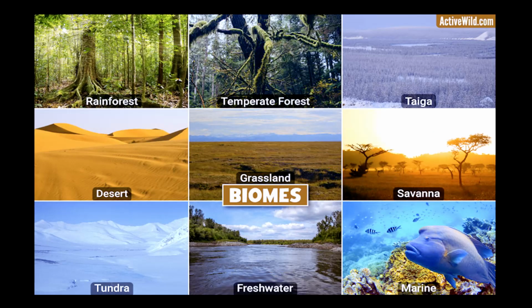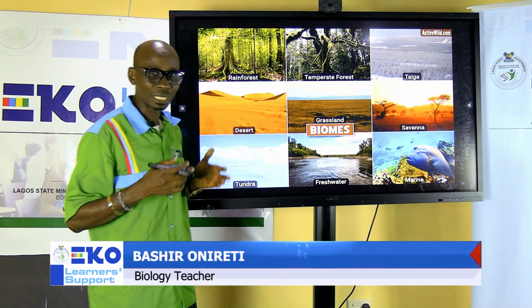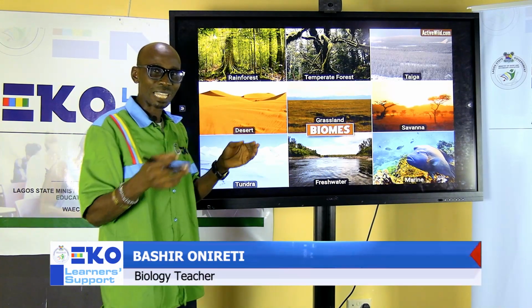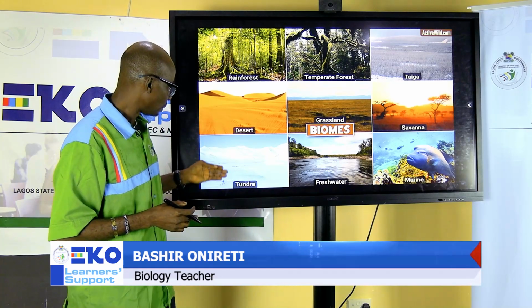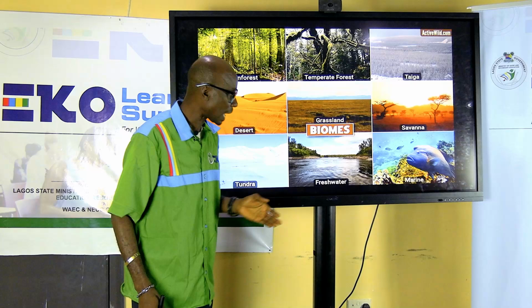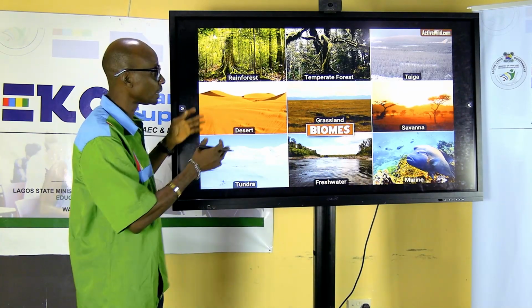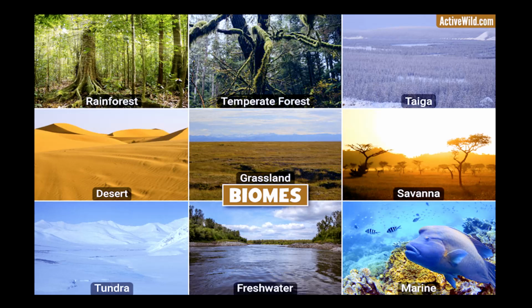We have the rainforest, we have the temperate forest, we have the taigas, we have the deserts, we have the grassland or savanna. The grassland and savanna are basically the same, but the terms are used interchangeably. We have the tundra, where it is snow. Then we have the fresh water, and we also have the marine, as well as the lagoon. All these make up our biomes.